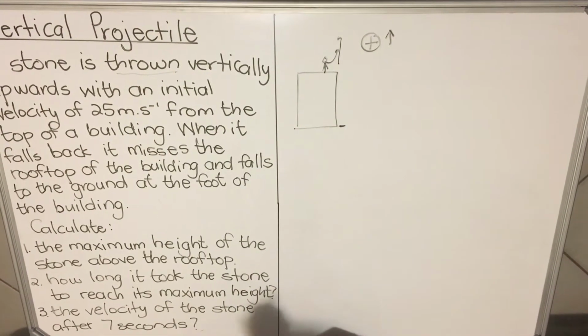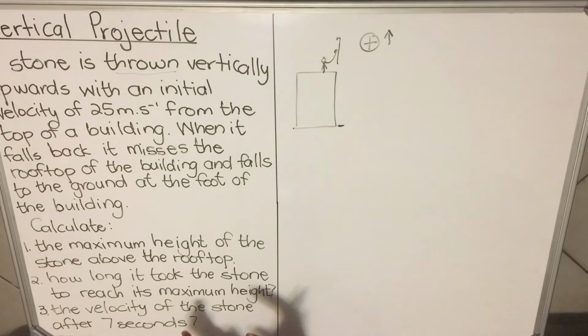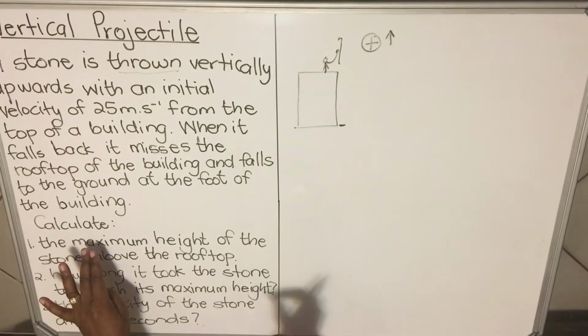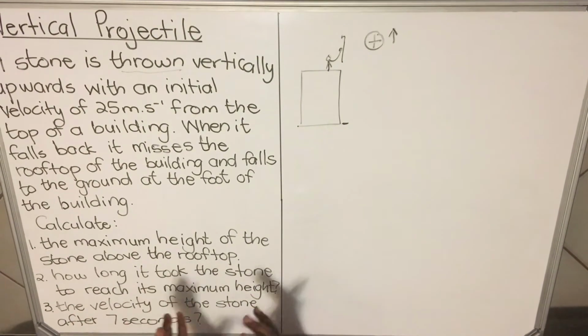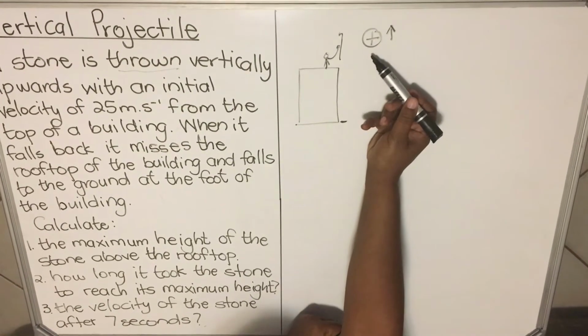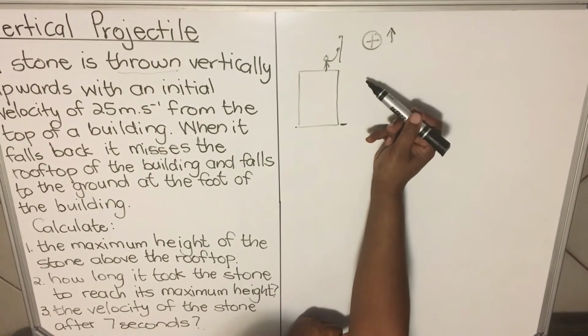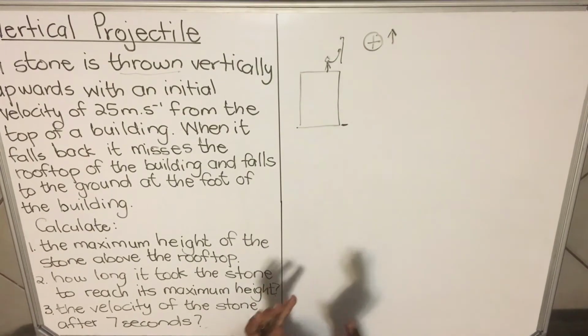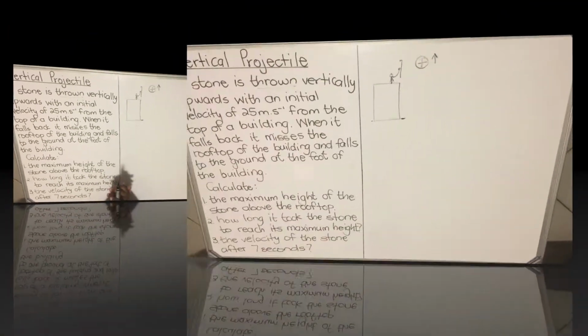Now, another important thing is that you can't switch and change within a question. This is 1.1, 1.2, 1.3. In all these questions you have chosen up as positive. You can't go 1.1 up positive, 1.2 down positive. No. You choose once and you finish the whole question.